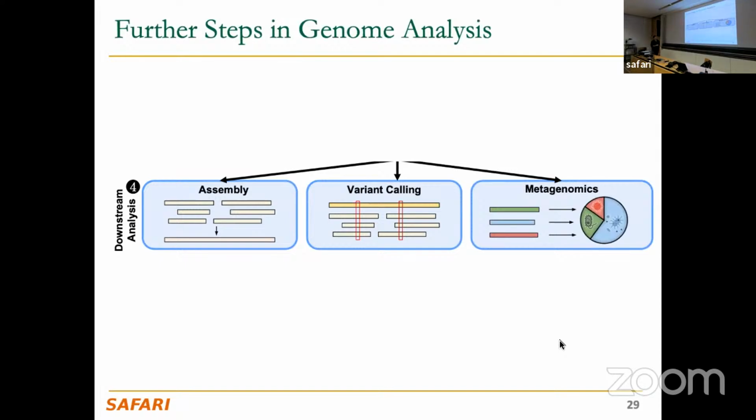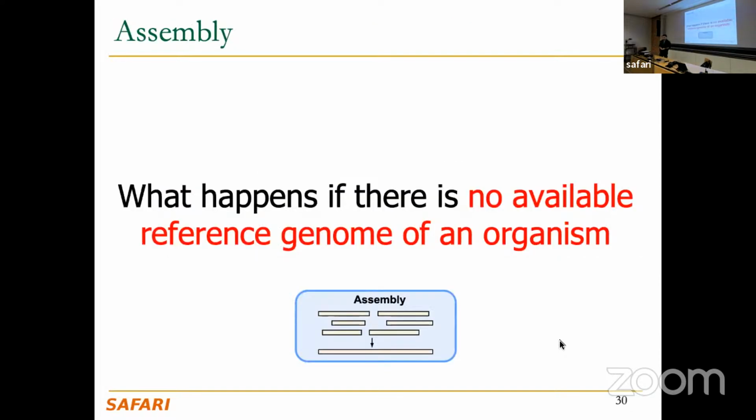You may either use it to construct the genome itself of an individual, or you may use it to identify the mutations in an individual, which we call variant calling, or you may use it for metagenomics purposes, where you identify what sort of organisms you have in an environment and what their ratio is compared to other organisms. So I'll start quickly with the assembly. I'll show you the high-level steps.